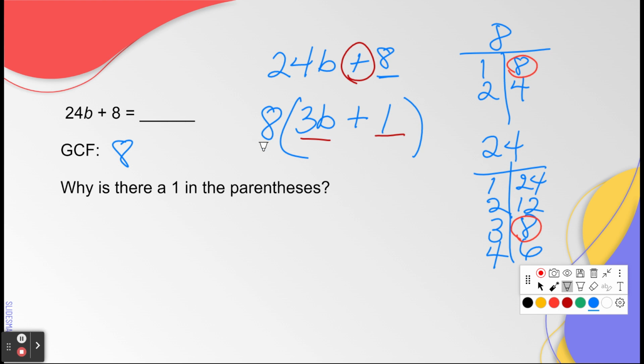If you just thought having the 8 here was fine, it would be wrong because then you would just have 8 and 3b in parentheses, and that would not be an equivalent expression. So there is a 1 in the parentheses to show that 8, I've been doing that recently. Look, looks like a little heart there. Let me fix this. To show that 8 times 1 equals 8. You need to show that term in the multiplication.